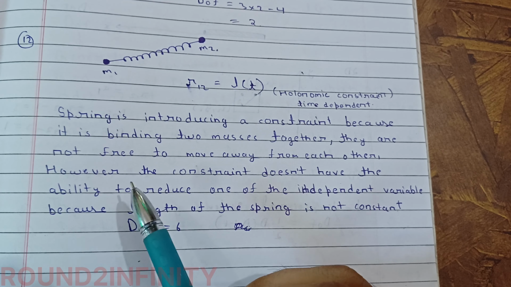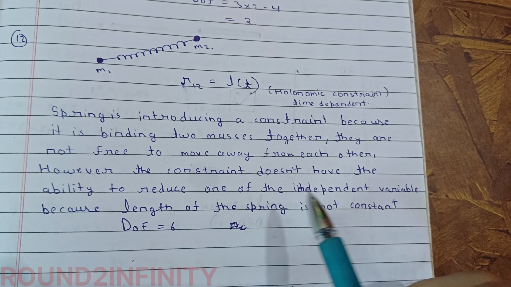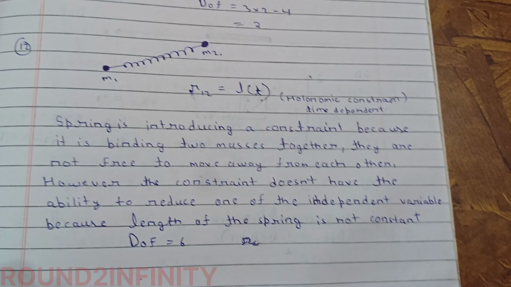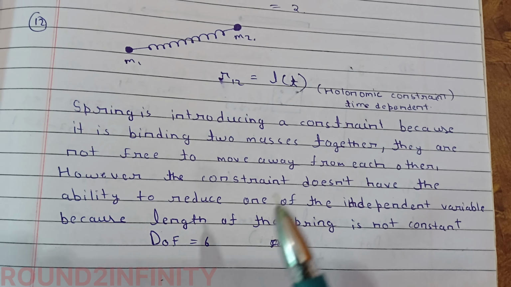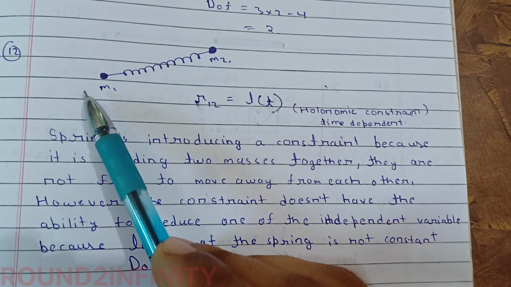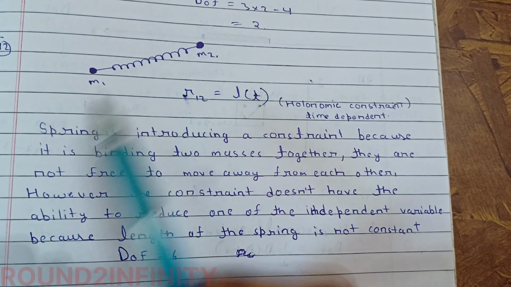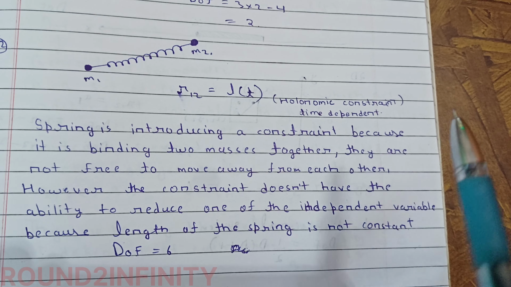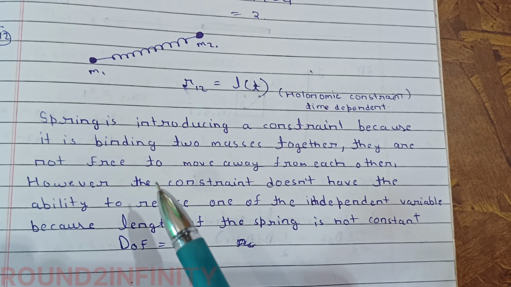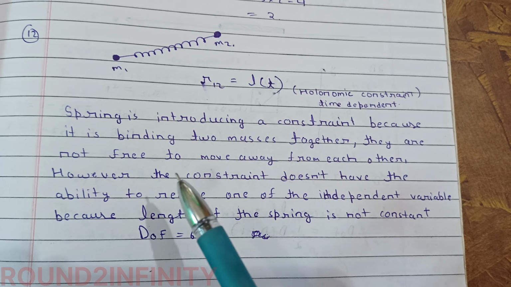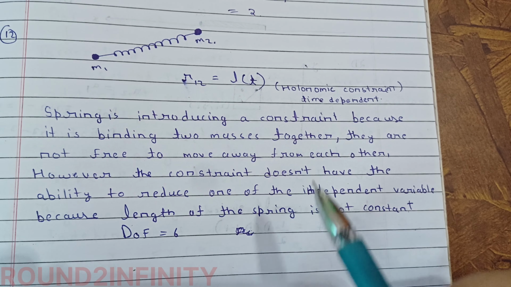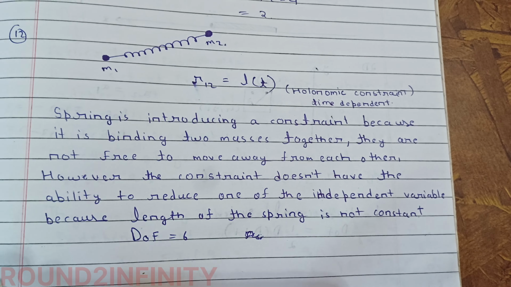However, the constraint does not have the ability to reduce the independent variables because the length of the spring is not constant. Length is not fixed. So that's why it will not be able to reduce the variables. So you will have 3 for this, 3 for this. So your total degree of freedom will be 6 for this kind of system always. And this is a holonomic constraint which is time dependent. So there are this kind of examples also where constraints have no ability to reduce the independent variables. So remember this.